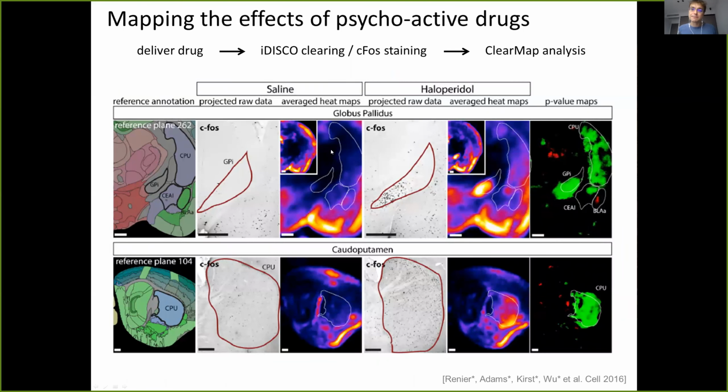Here is just one basic study, in particular mapping the effect of drugs in the brain. What we took here, we took a drug called haloperidol that's used to treat, for example, schizophrenia. A psychoactive drug. We give that to the mouse, let it take effect in the mouse. Then we use our clearing pipeline and then analyze our data with ClearMap. And what we find is that there are certain areas that light up, that change due to the application of haloperidol. For example, here, the globus pallidus shows an increase in activity. Similar to the CPU here, these areas have been identified before as being involved in that drug. So this is a good control.